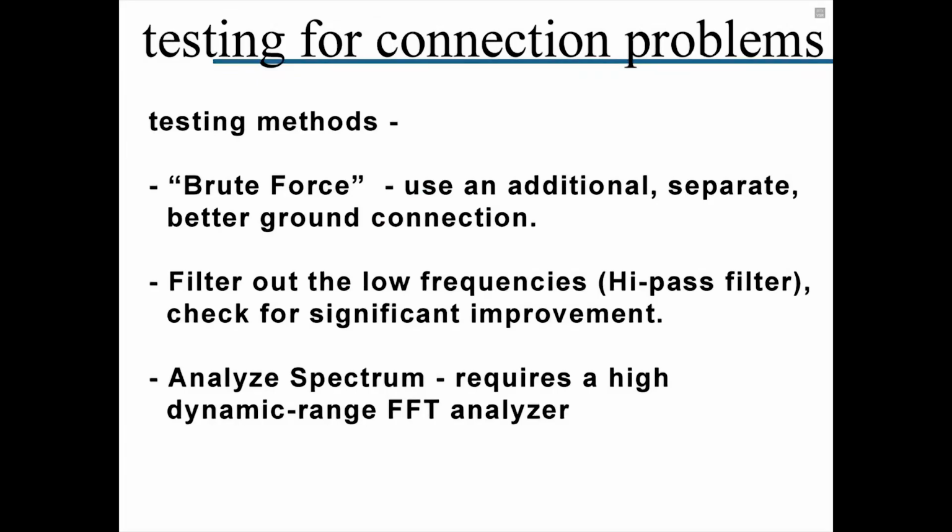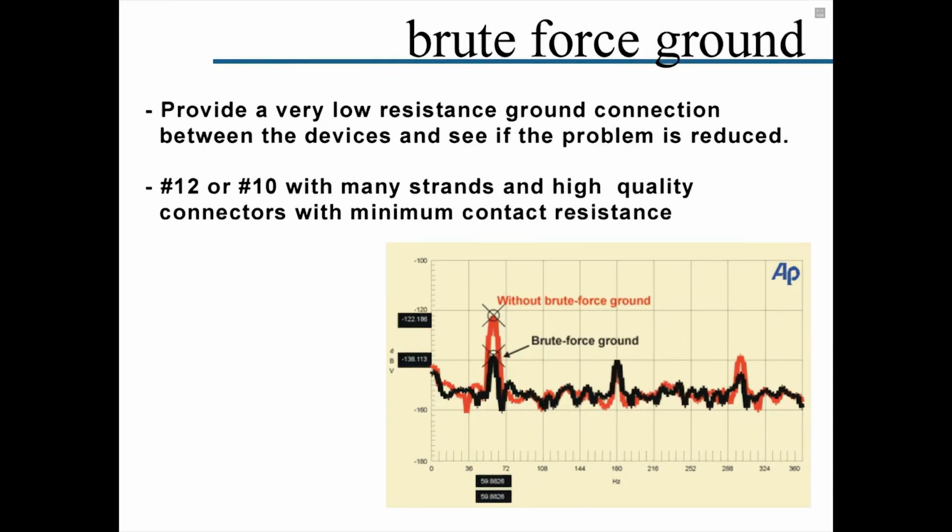We have several methods of testing for connection problems. The brute force method uses an additional, separate, lower resistance connection. We can filter out the low frequencies by applying a high-pass filter and check for significant improvement. Spectrum analysis provides a detailed look at problems, but requires a high dynamic range FFT analyzer. To use the brute force method, conduct the test with and without the ground strap, then compare the results.